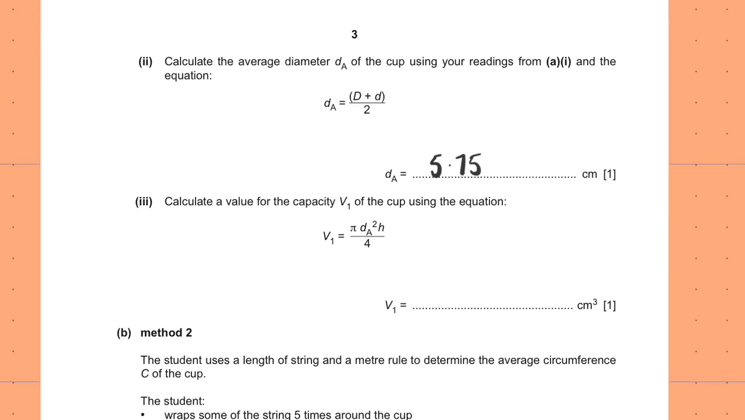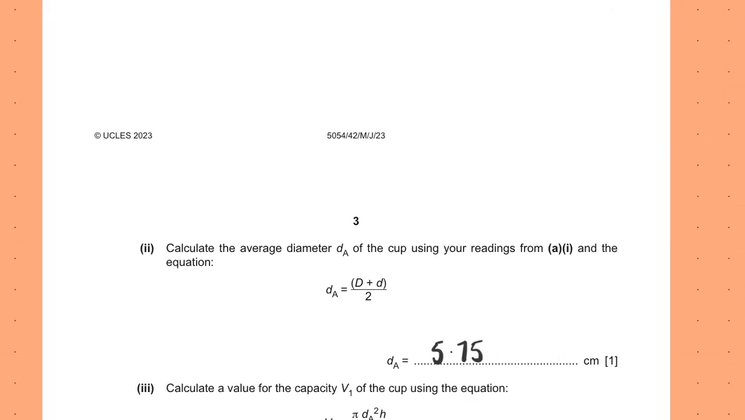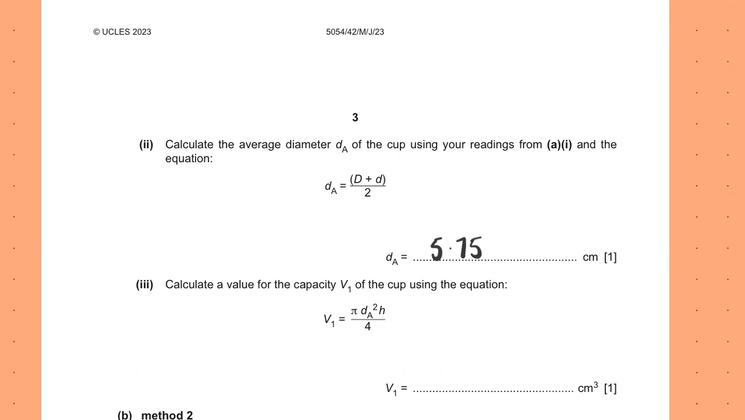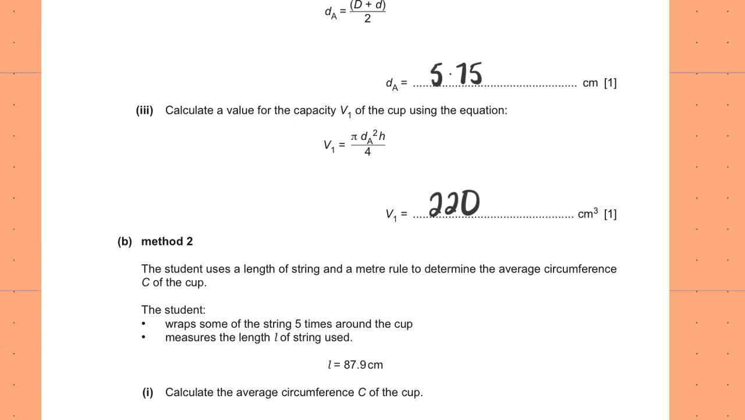Next, we calculate a value for the capacity, the volume basically, using these values. So pi times the square of this times h, the height, 8.3 over 4. So this value turns out to be, exactly this is 215.5, or we can say 220 correct to 2SF. Right, or you can also say 216 to 3SF.